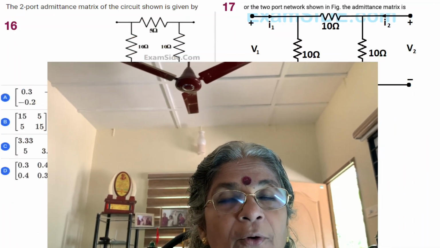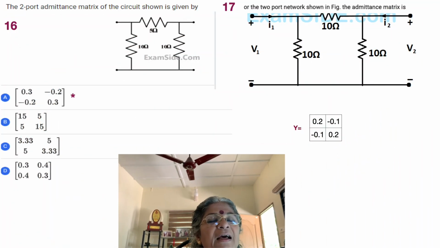A little too many problems, but of course they are simple. In this problem, a two-port admittance circuit is asked, but we are given the impedances in a pi network. So naturally, the first thing you are supposed to do is go for the admittances. So 1 by 10, 1 by 10, 1 by 5. Then add together 1 by 10 and 1 by 5: 1 by 5 is 0.2, 1 by 10 is 0.1, so 0.3. Similarly, the same thing happens for Y22: 0.1 plus 0.2 is 0.3. And what is common is going to be 1 by 5, with a negative sign. So A is right. You can do this quickly.